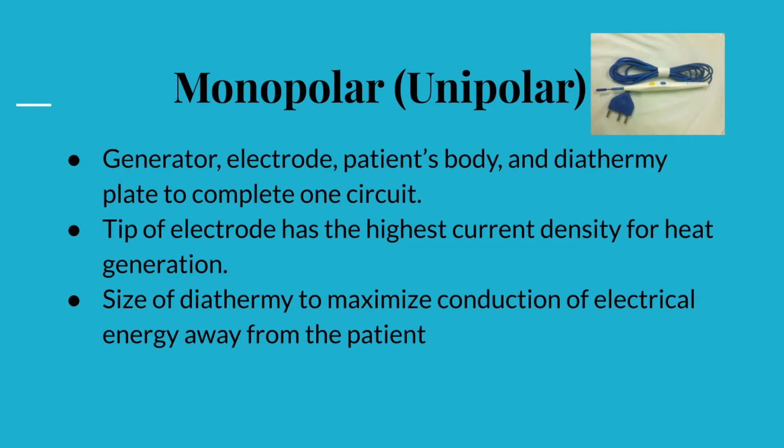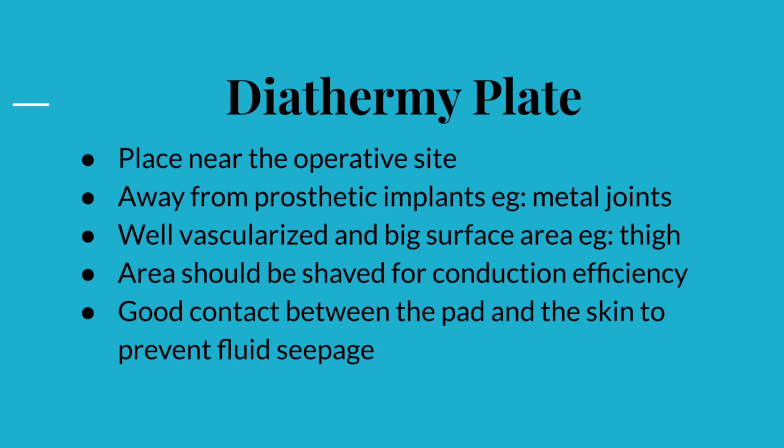The tip of the electrode, as shown in the right-hand corner of the diagram, has the highest current density for heat generation. Besides, the bigger the size of the diathermy plate, the bigger the potential to conduct the electrical energy away from the patient. A good placement of a diathermy plate is the key to prevent adverse events when using the monopolar diathermy device. It should ideally be placed near to the operative site, away from any metallic prosthetic implants such as a hip or a knee joint replacement.